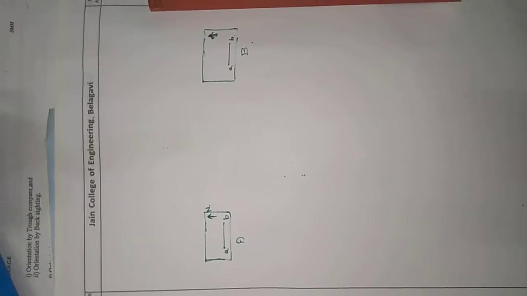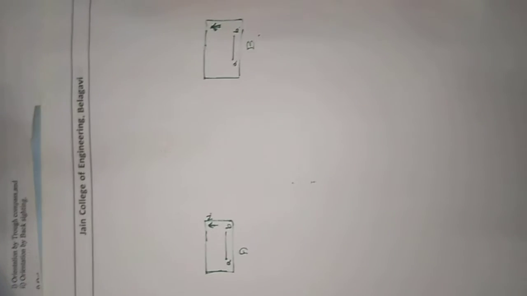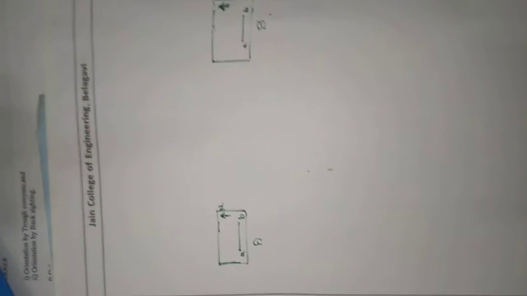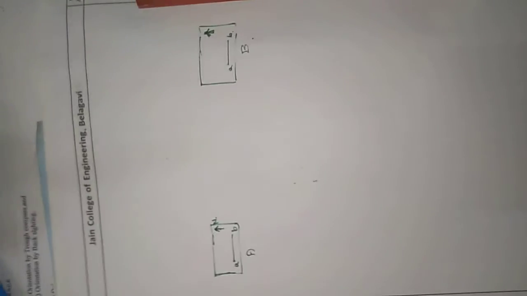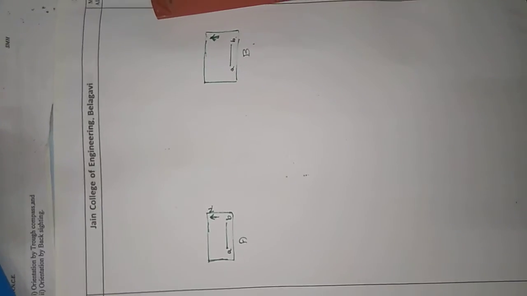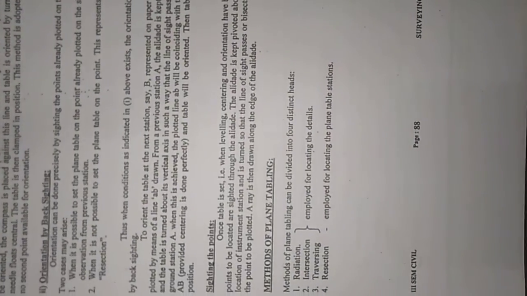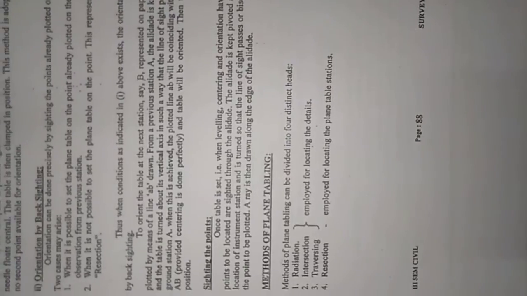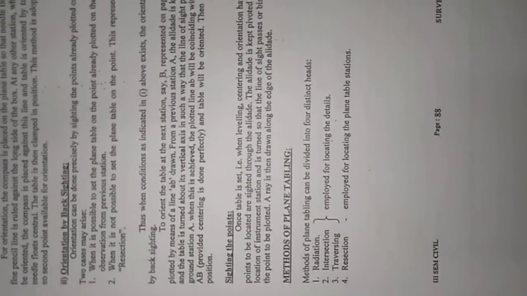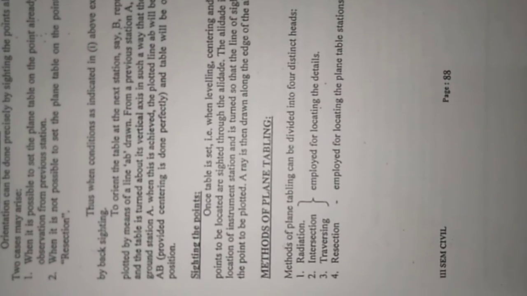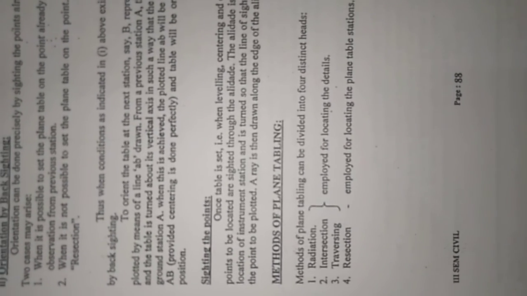Now we are going to discuss the different methods of plane table survey. The four different methods are radiation, intersection, traversing and resection. We are going to see them one by one: radiation, intersection, traversing and resection.